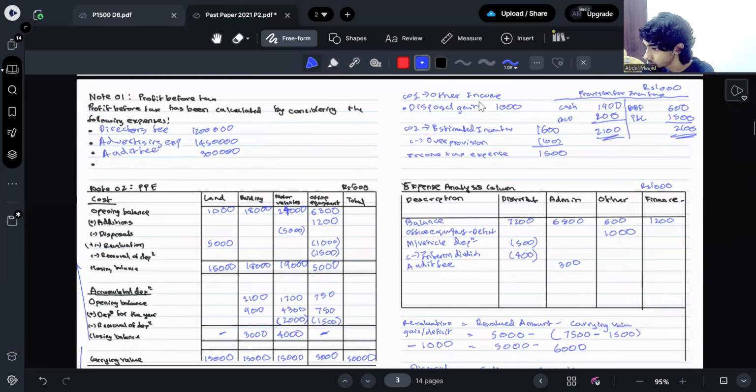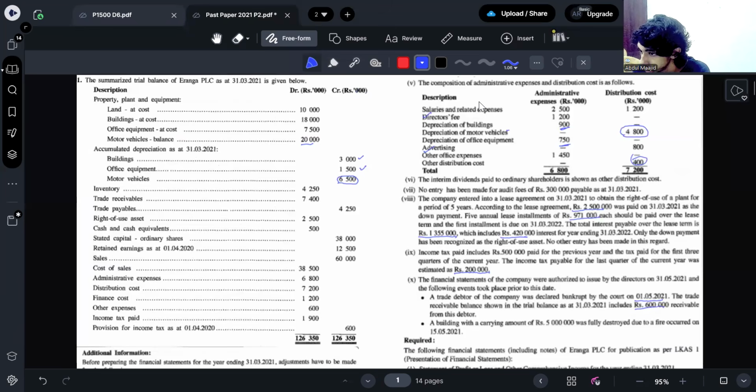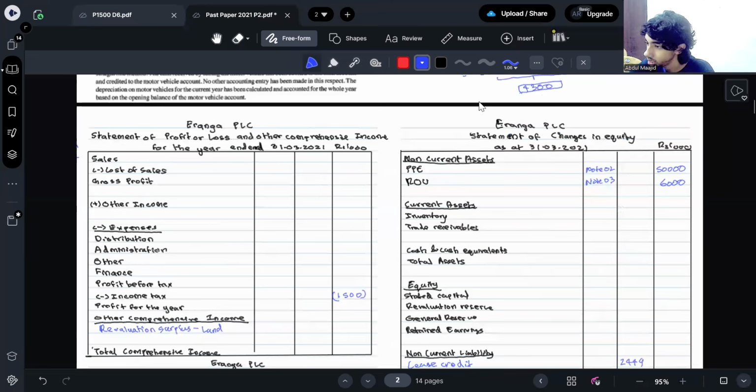Bad debt goes on the distribution expense, 600,000. That's not it. You have to remove it from the debtor. Trade receivable 7,400,000. You have to remove it from that. 7,400,000 minus 600 will give you 6,800,000 trade receivable. You can show it within brackets. 7,400,000 minus 600.